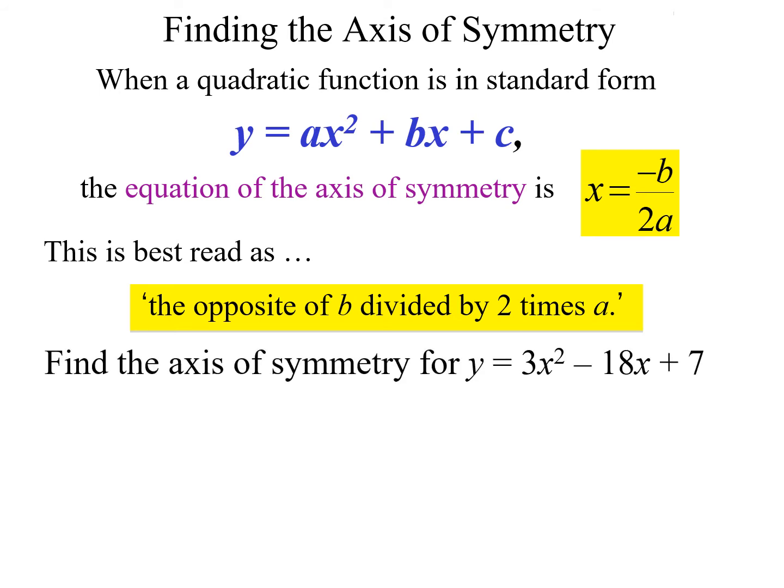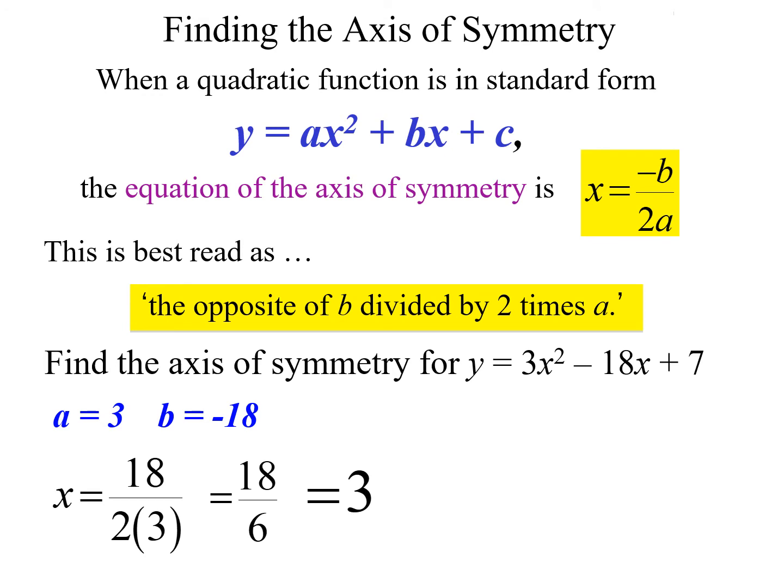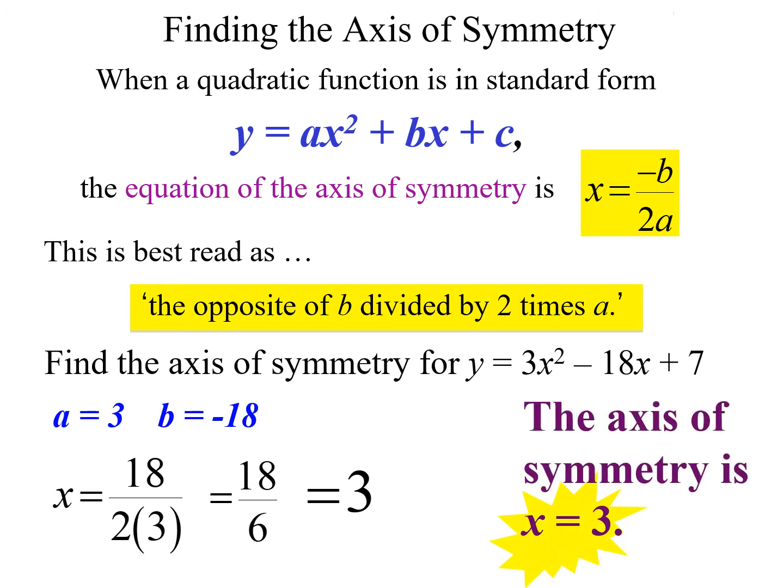So let us find the axis of symmetry for y equals 3x squared minus 18x plus 7. So in here, a is equal to 3, b equals negative 18. So using the formula, we have x equals 18 over 2 times 3, which is equal to 3. So the axis of symmetry is x equals 3.